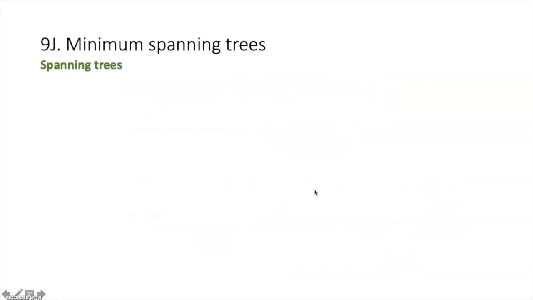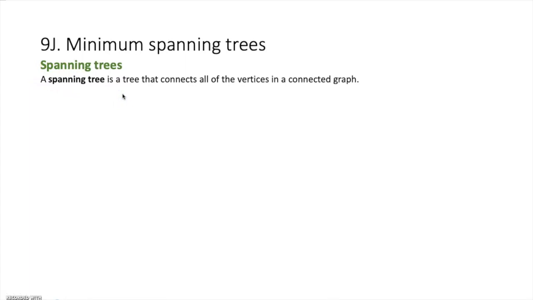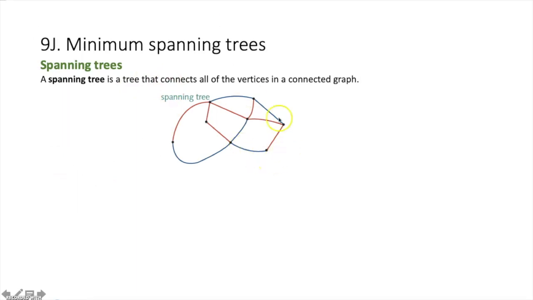Now let's keep going. After we know how to define a tree, we're going to look closely at spanning trees. A spanning tree is a tree that connects all of the vertices in a connected graph. So for example, in this connected graph, we could find a spanning tree colored in red. As you can see, this tree contains all the vertices in this graph.